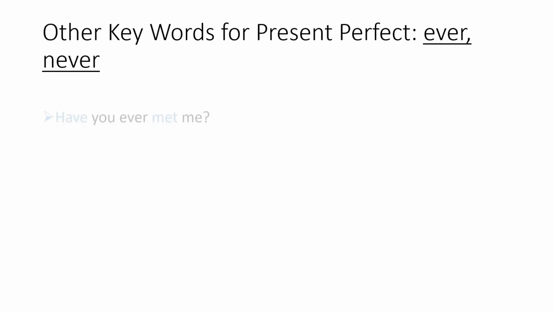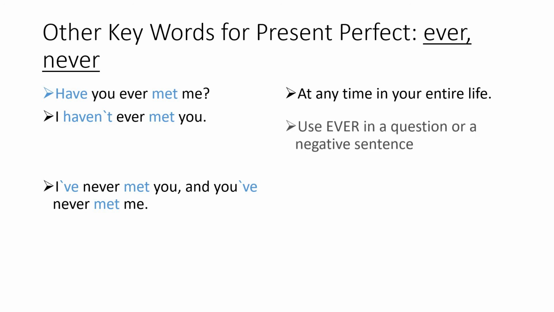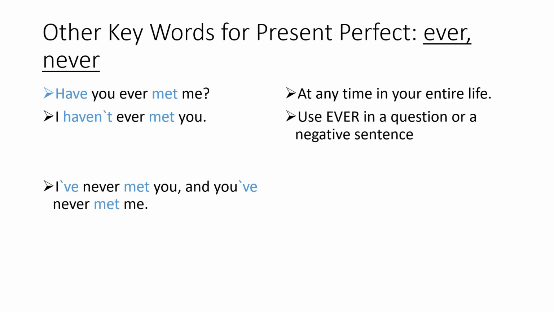And finally, have you ever met me? I haven't ever met you. Or, I've never met you and you've never met me. Ever and never are common words for present perfect. Ever means at any time in your entire life. It can be used in a question or a negative sentence.